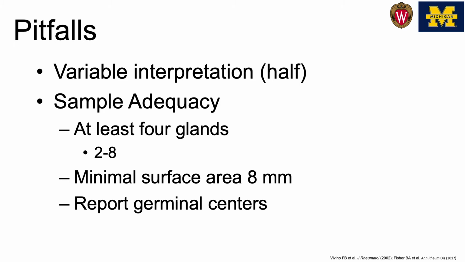Another issue is sample adequacy. So we want at least 4 glands typically, but from 2 to 8 salivary glands. Some of this depends on the size of the salivary glands because they do vary in size. A minimal surface area is going to be around 8 millimeters squared. And also, it's clearly beneficial to clarify to the pathologist that you would like a report of germinal centers included. As we discussed, that can be helpful for prognostication.